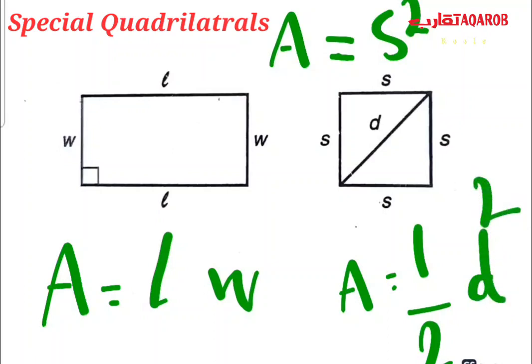Now the area of a parallelogram equals the base of the parallelogram times the height, and the area of a trapezoid equals half times the sum of the bases times the height.